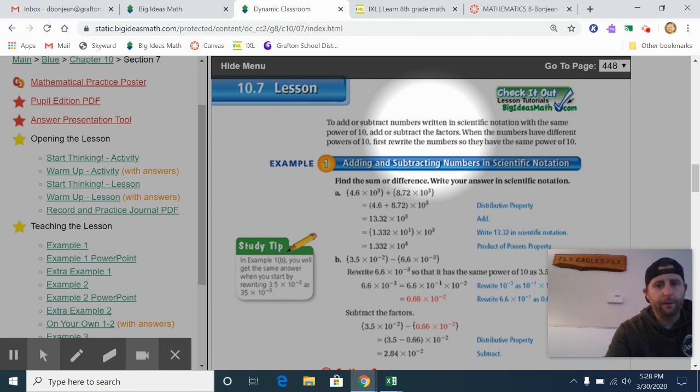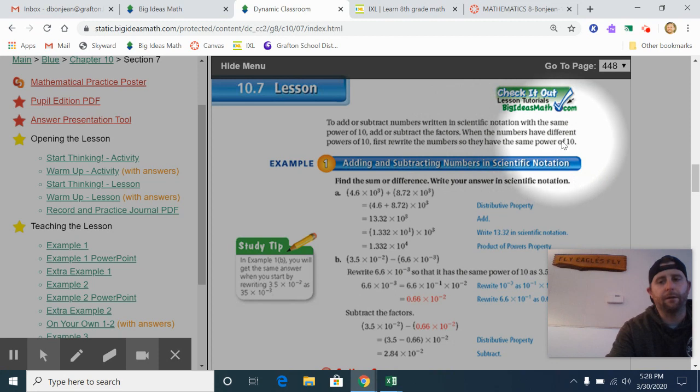All right. Quick example. Right in the middle of my highlighted area here, 4.6, and then right here, 8.72, those are the factors. All right. So that's some vocab you need to know. 4.6 and 8.72, for example, those are the factors. Okay. So the really, really important thing here, let's read this second sentence. When the numbers have different powers of 10, we first have to rewrite the numbers so they have the same power of 10.